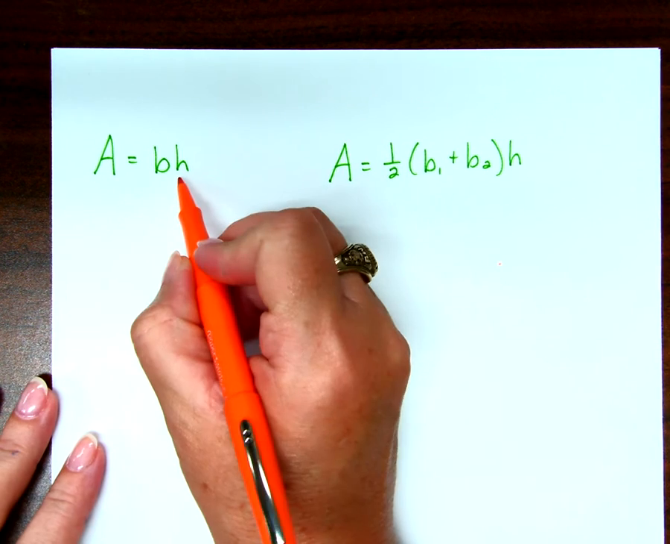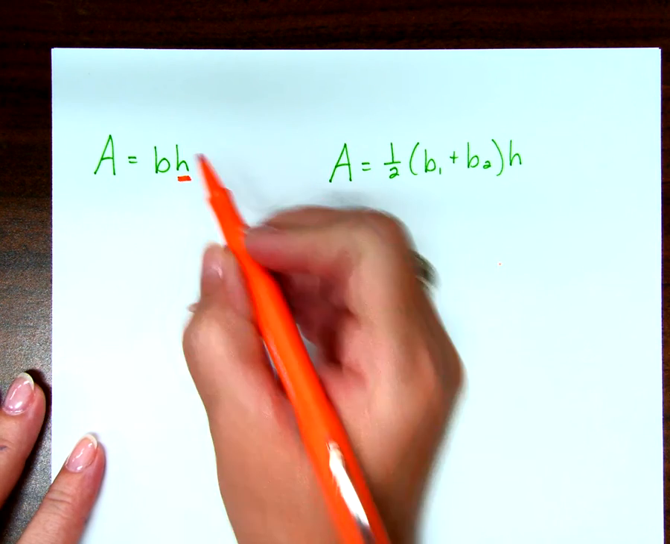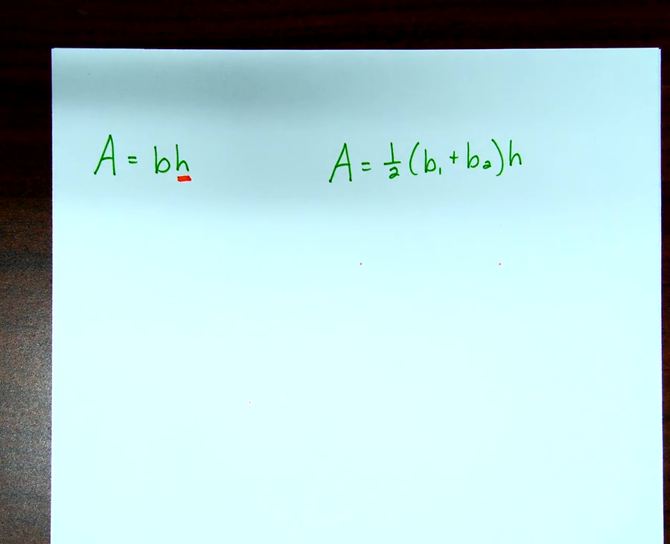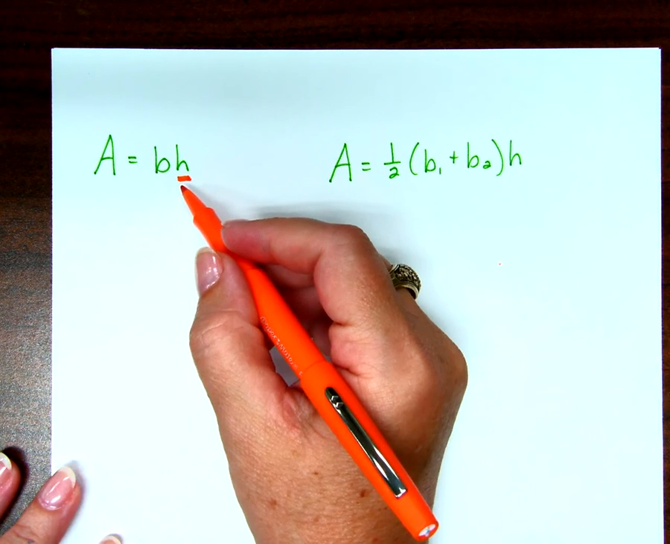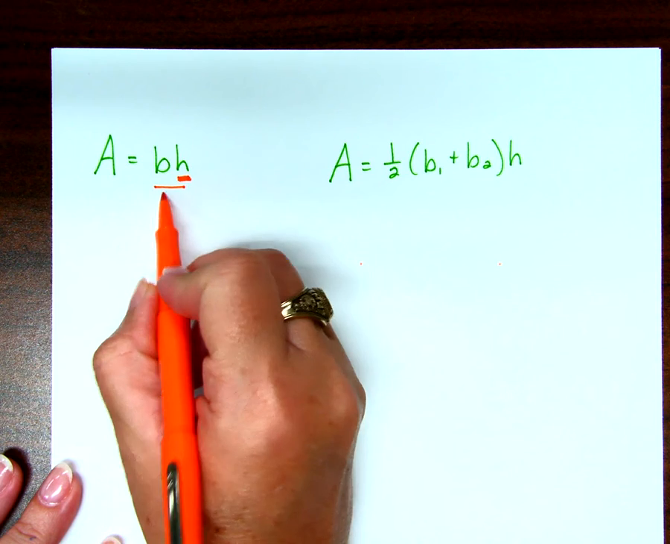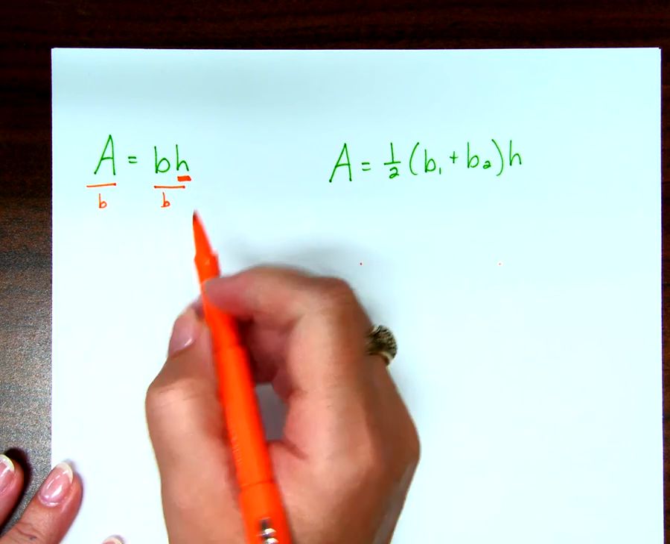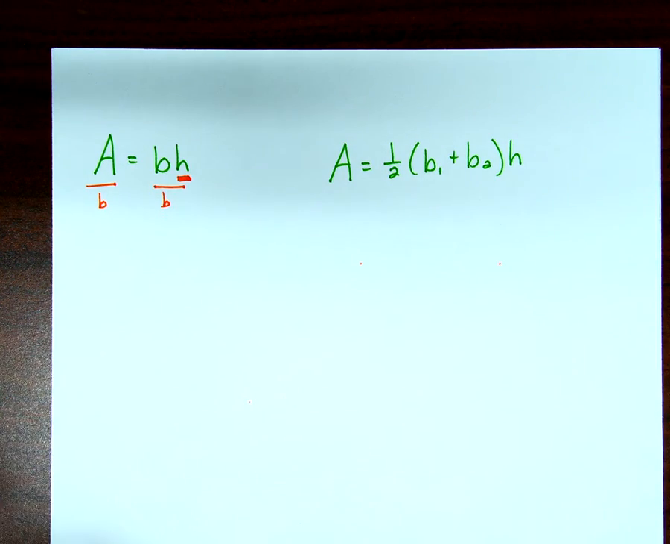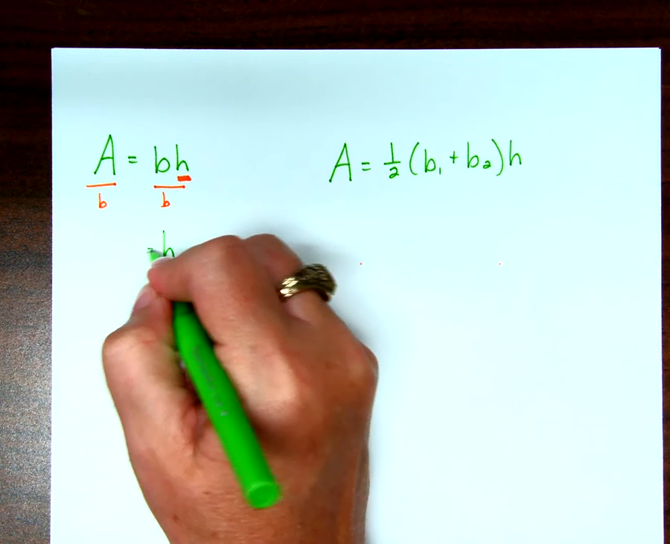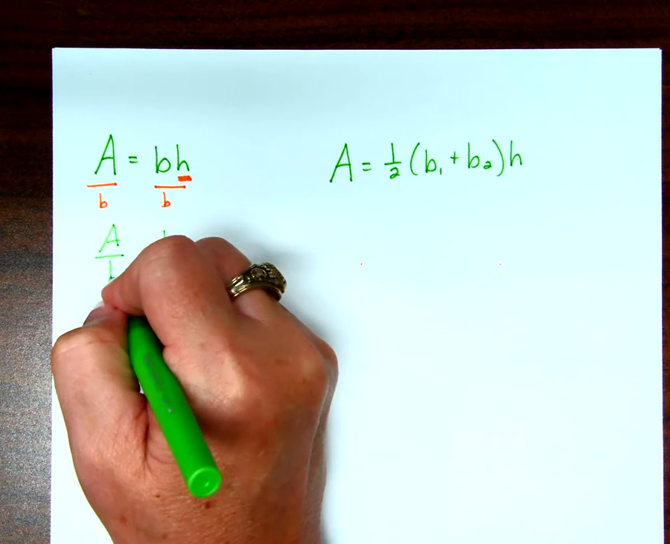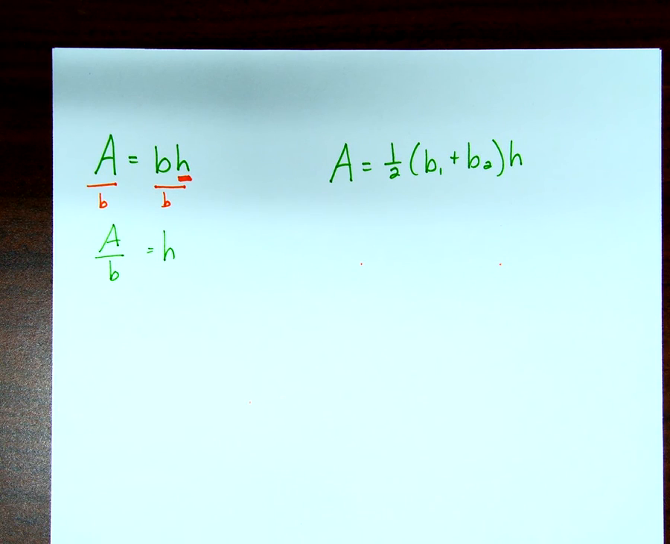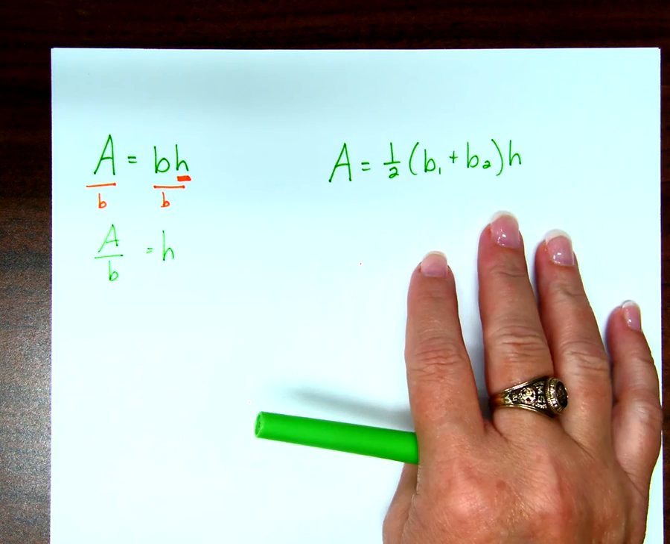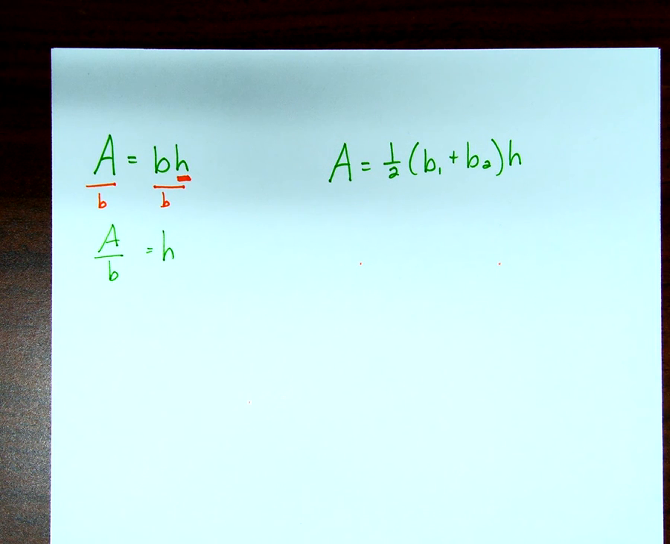What if I'm doing a whole bunch of problems that I'm actually trying to solve for the height? Wouldn't it be easier if I had the height solved for? Well, what do we do to solve for the height? Divide both sides by B. When I divide both sides by B, I get H equals the area divided by the base. That's what it means, solve a formula for a variable. Take a formula that you already know and solve for one of the variables that are already there.